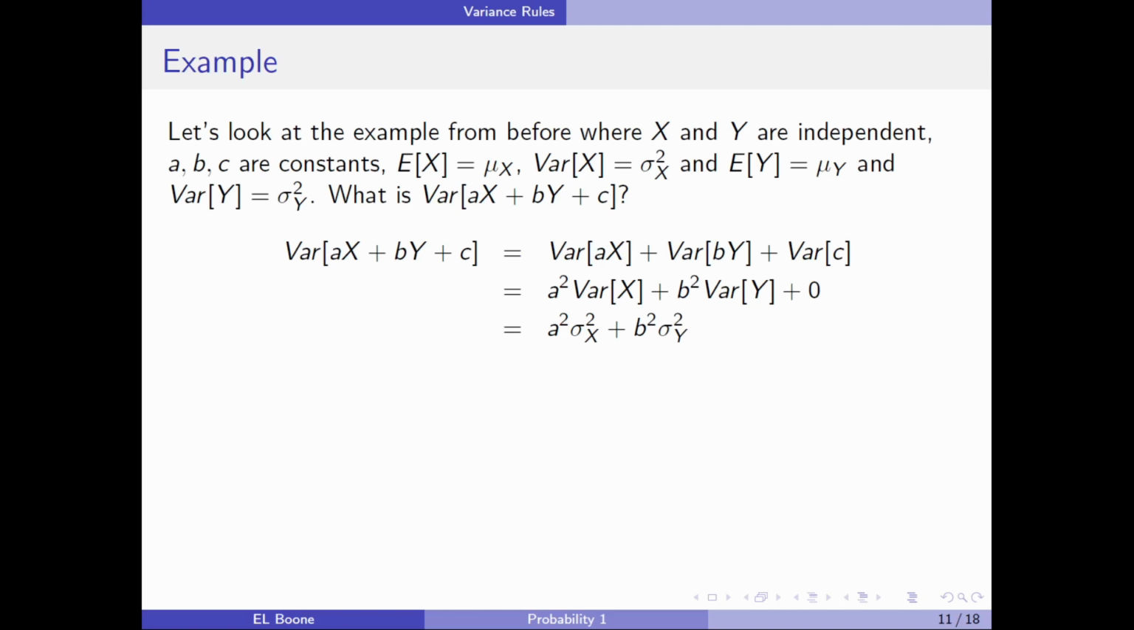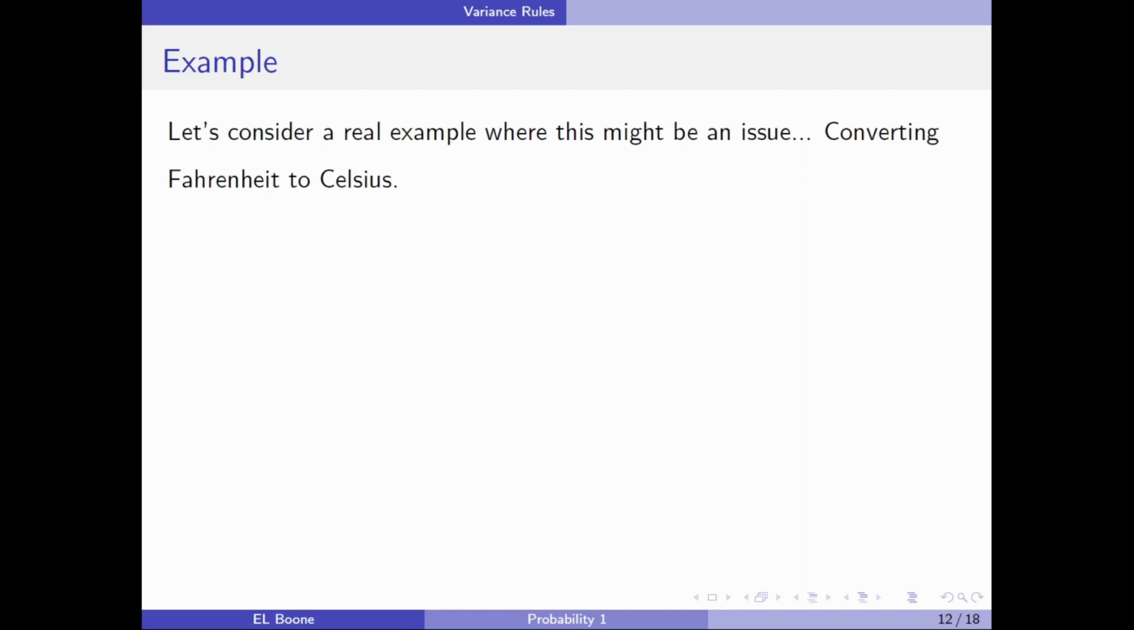But anyway, moving on. Okay, let's consider a real example where this might be an issue. Think about converting from Fahrenheit to Celsius, and the rest of the world goes, who in the world uses Fahrenheit? Well, it's us Americans. We use Fahrenheit for some reason. I don't know why. But anyway, we want to convert between the two, and we want to see how the mean and the variance would change across this conversion.